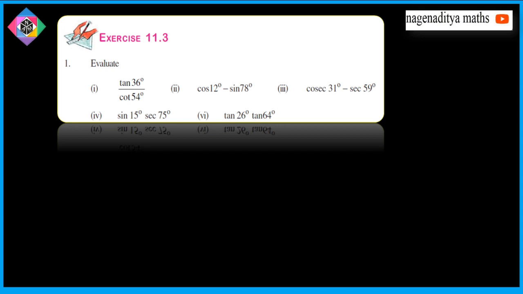So next we are entering into exercise 11.3, which is very important from the examination point of view. To do this exercise, first we have to have sound knowledge of complementary angles of trigonometric ratios. That is, sin 90 minus theta is equal to cos theta, and cos 90 minus theta is equal to sin theta, tan 90 minus theta is equal to cot theta, and cot 90 minus theta is equal to tan theta, secant 90 minus theta is equal to cosecant theta, and cosecant 90 minus theta is equal to secant theta, which we learned 5 minutes back. So we have to recall all those things to prove these particular problems.